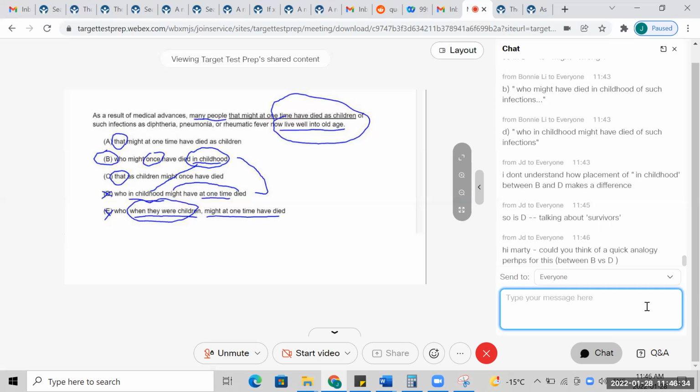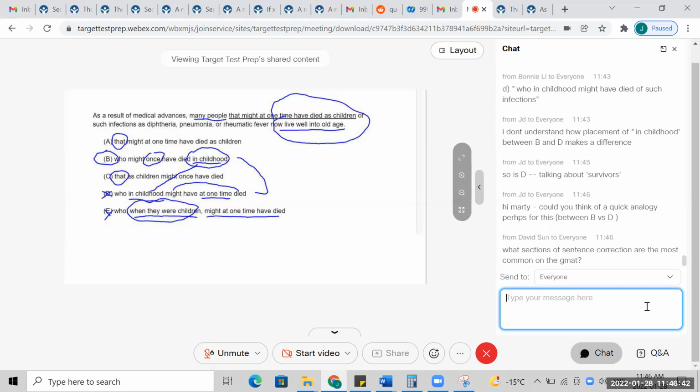Quick analogy. While I'm thinking about that quick analogy, if I can come up with it, it's a little tough on the spur of the moment. What sections of sentence correction are most common on the TMAT?